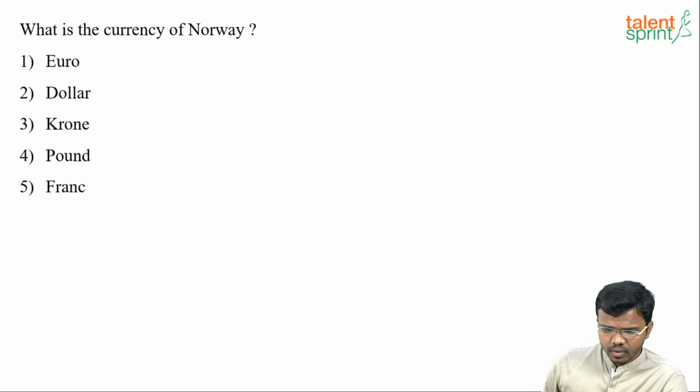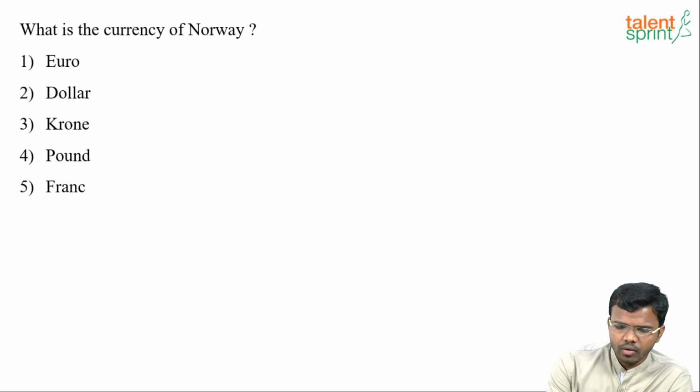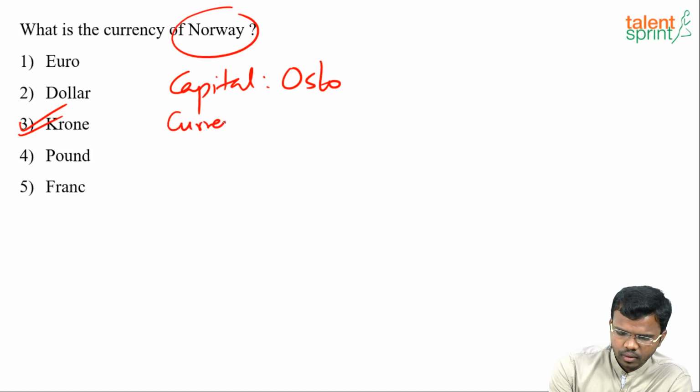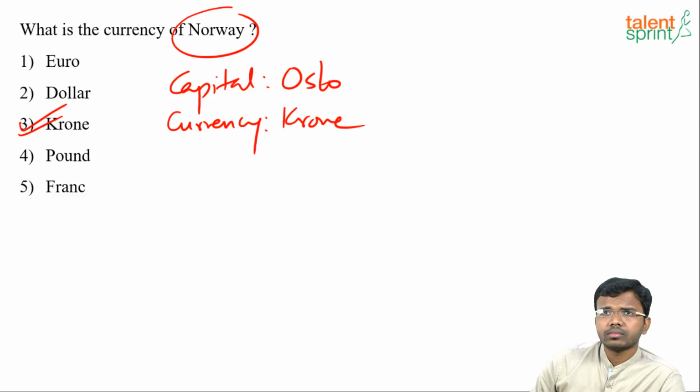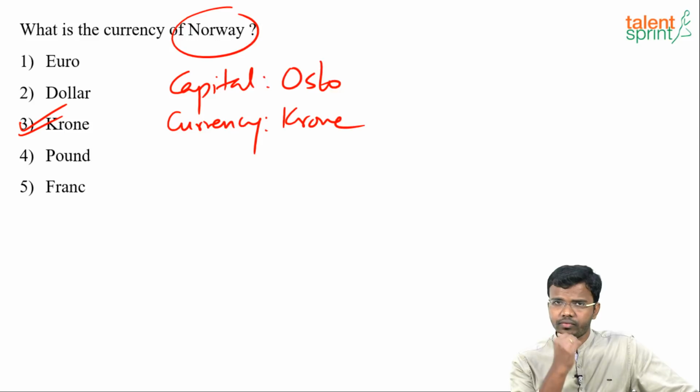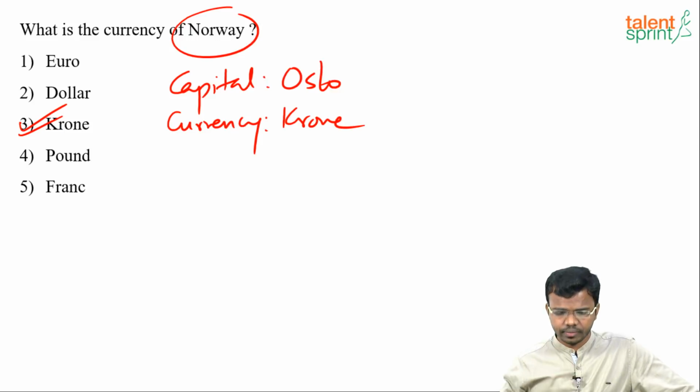Okay. What is the capital of Norway? Capital of Norway is Oslo and currency is krone. These are called Nordic countries. Okay, all these Sweden, Finland, Denmark.